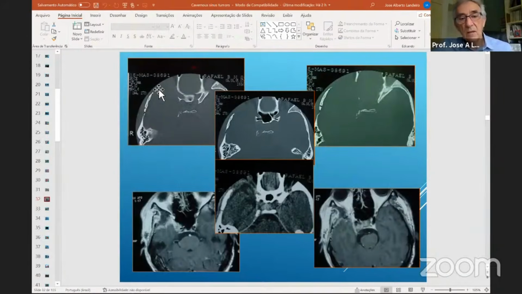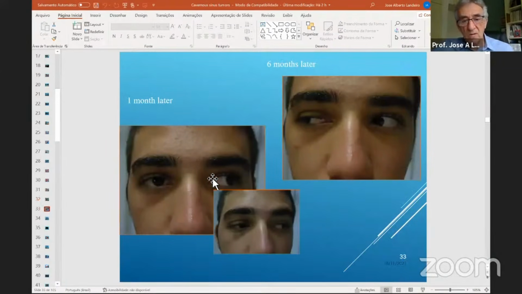As you can see here, the postoperative view is a radical removal. The anterior clinoid process and the posterior clinoid process were removed too. And one month later, the patient had a sixth nerve deficit, but she recovered very well six months later.